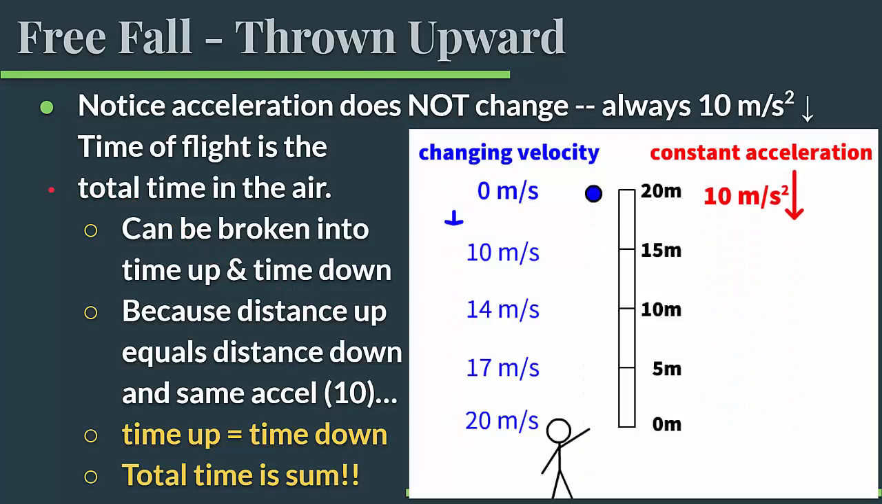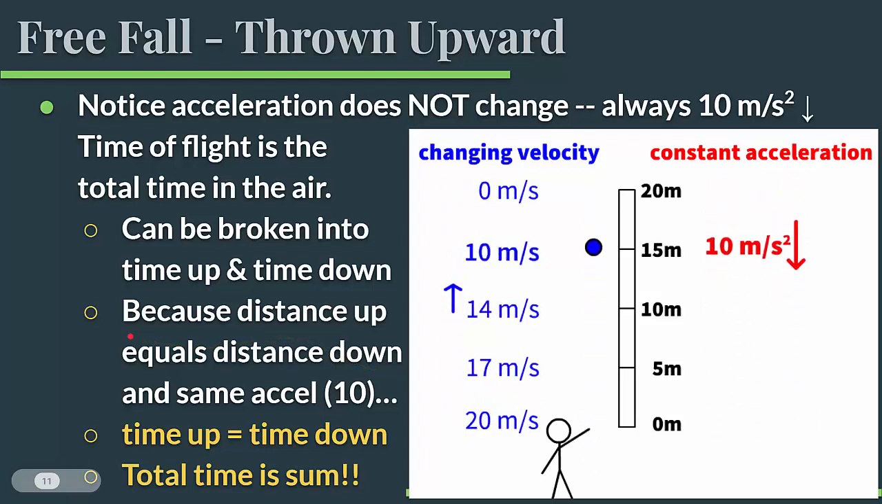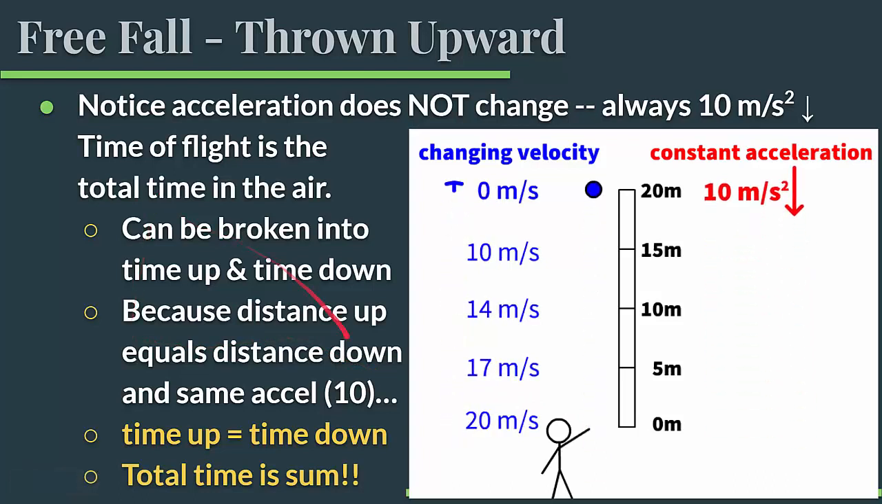Time of flight is the total time in the air. And so we can break this up whenever we start to do calculations with free fall, and you have objects being thrown upward. There's a certain amount of time it takes for the ball to rise to the top, and then there's a certain amount of time it takes for it to fall back down. And as long as you are throwing the ball and catching it at the same height, then those times are going to be equal. Time up will be equal to time down, because distance up equals distance down. If it rises to a height of 20 meters, then it's going to fall from a height of 20 meters back down, and you have the same acceleration the entire time.